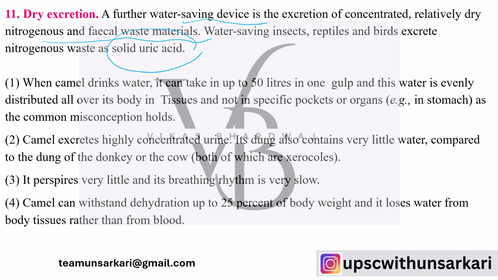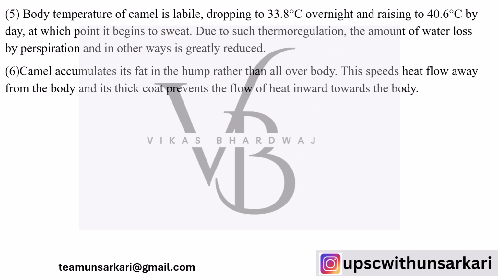For example, when a camel drinks water, it can drink up to 50 liters in one gulp. This water is evenly distributed throughout its body tissues, and not to specific body parts. A camel excretes highly concentrated urine, and its dung is also like that, with very little water. It is not like the dung of a donkey or cow. It respires very little, and its breathing rhythm is very slow. A camel can withstand dehydration of 25% of body weight, and it loses water from body tissues rather than from the blood. So you just see and apply this to other animals in other kinds of conditions.